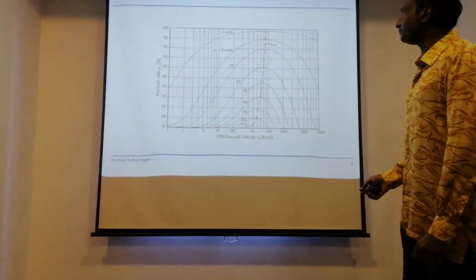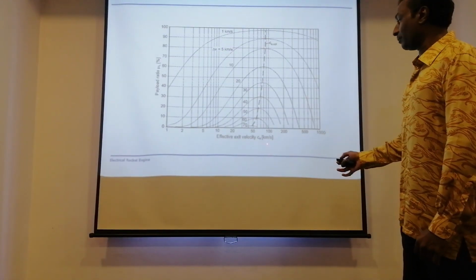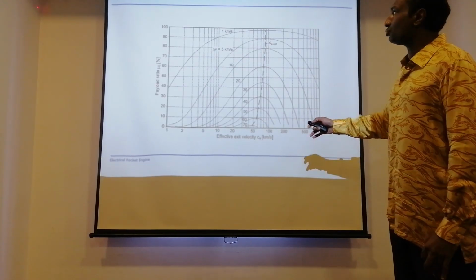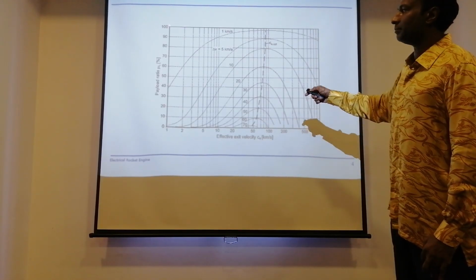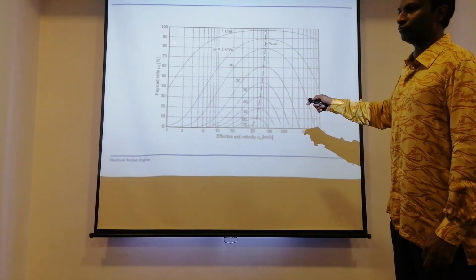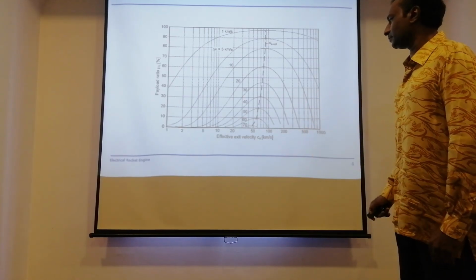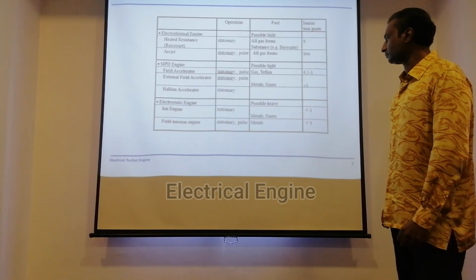CE is in kilometers per second. This is also calibrated based on the payload ratio. All right, go on.